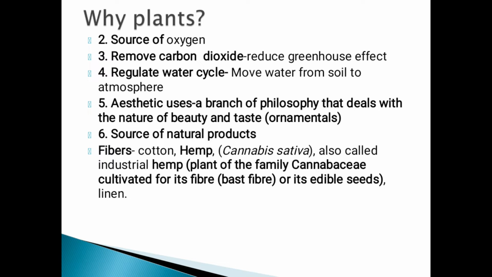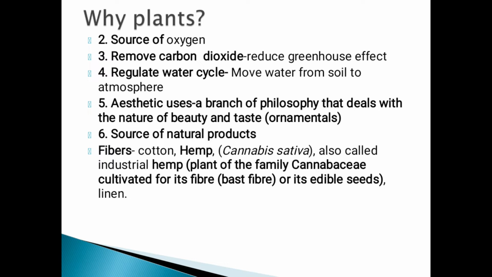So we say plants regulate the water cycle. You know that plants are there in the water cycle, and they help in what? They help in evaporation. Some plants also have aesthetic uses. Aesthetics is the branch of philosophy that deals with nature and beauty and also taste, ornaments. Even in agriculture you study ornamental plants. These are plants we plant in landscapes. Plants bring beauty. Have you seen roses? Those people who are dating, if someone gives you a rose, your mood goes up. It is related to beauty.